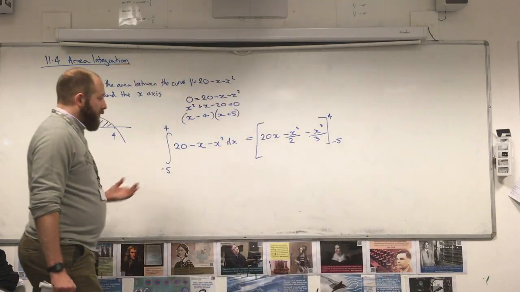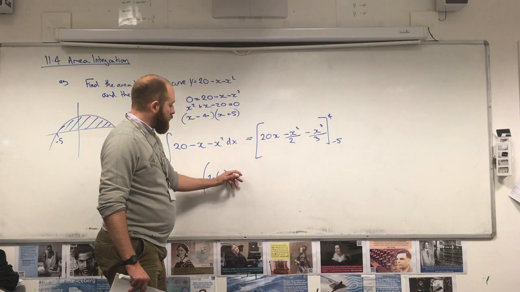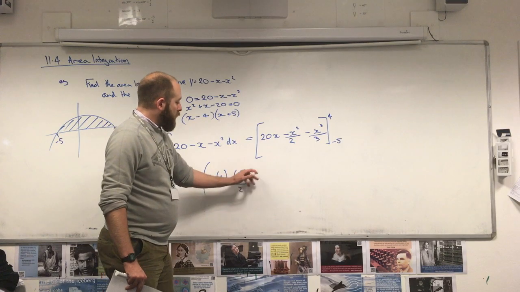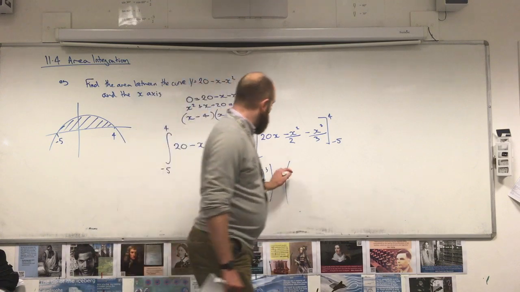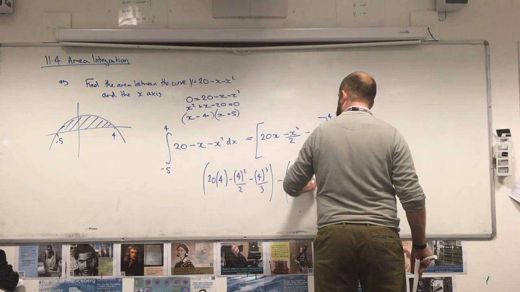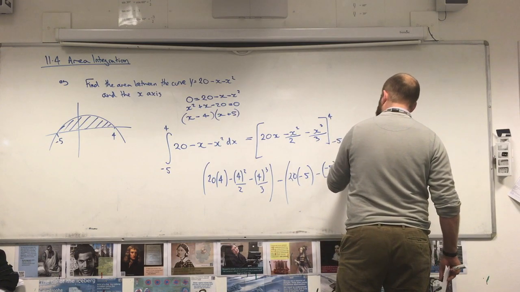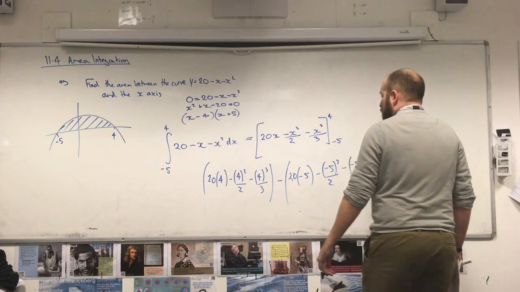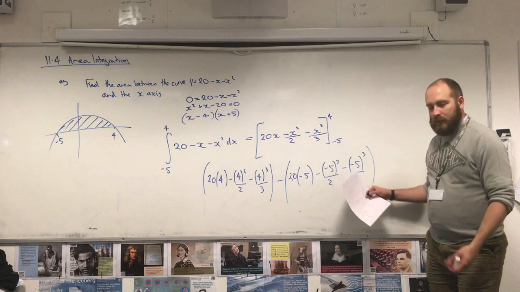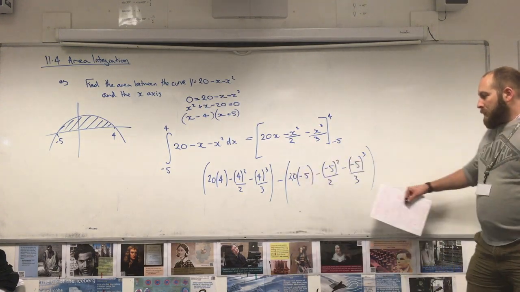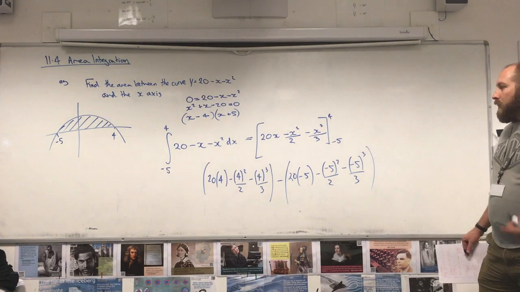Now I just need to put these in and we'll have worked out the area. So 20 lots of 4 minus 4 squared over 2 minus 4 cubed over 3. Subtract the other limit, 20 lots of minus 5 minus minus 5 squared over 2 minus minus 5 cubed over 3. Notice how I've used brackets loads, especially when I'm using minus. You've got to put it in brackets, otherwise you're going to make a mistake. That there is 100% correct. If you type it into your calculator wrong, you've still got all the marks bar that last mark.